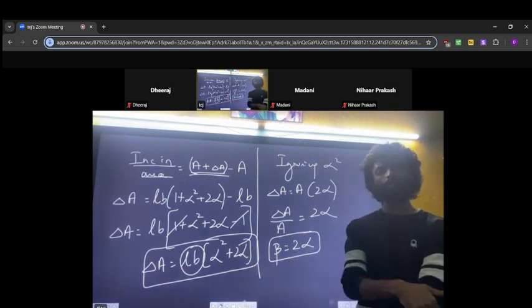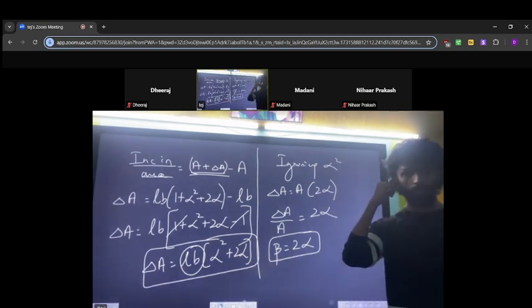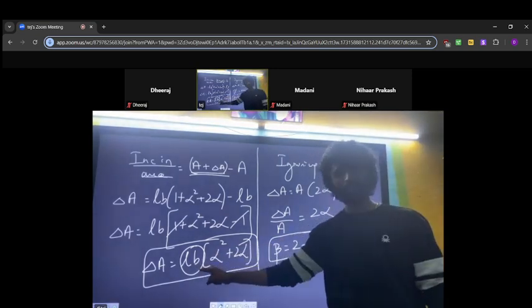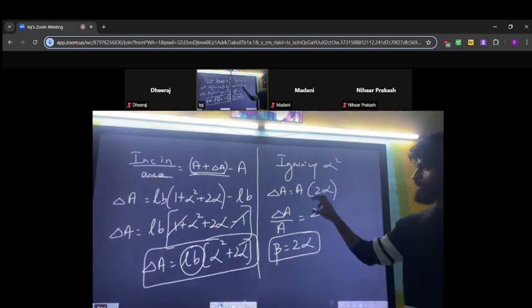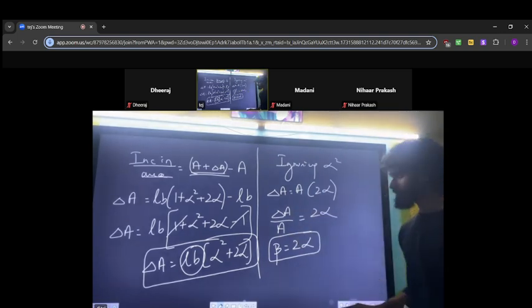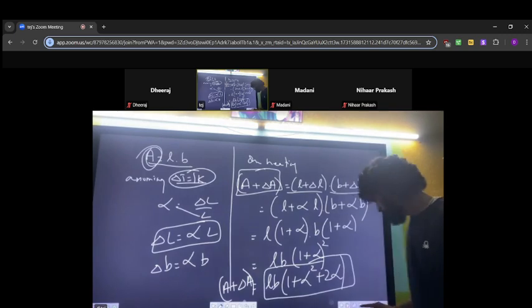We realize that alpha is a very small value, alpha square is even smaller, so you can ignore alpha square. But the LB was nothing but area, right? Area equals 2 into alpha. The A comes to the denominator, so it is equal to 2 alpha. Delta A by A, when the assumption is delta T is equal to 1 K, becomes beta.